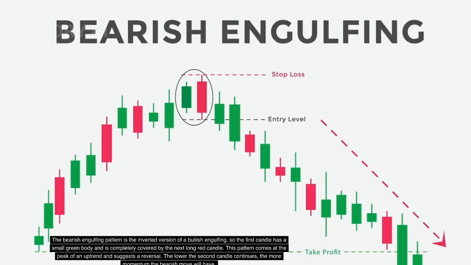The bearish engulfing pattern is the inverted version of a bullish engulfing, so the first candle has a small green body and is completely covered by the next long red candle. This pattern comes at the peak of an uptrend and suggests a reversal. The lower the second candle continues, the more momentum the bearish move will have.